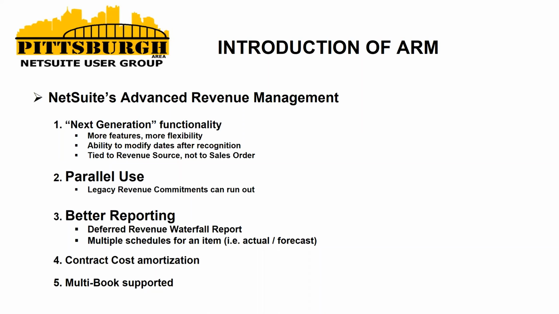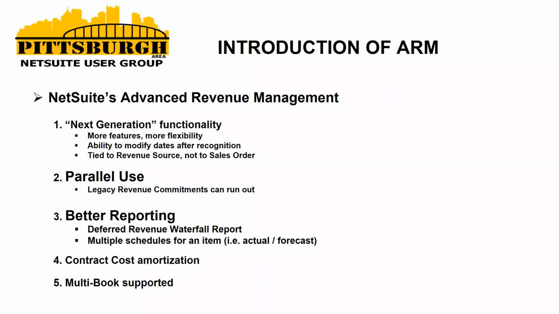One of the things we talked about for our implementation was, what do we do with the legacy revenue commitments? And what we ended up doing is we let them run out. We could either change everything into ARM, but NetSuite also kept that feature. Now they're not going to support it any longer, but we were able to bleed them out, and we're continuing to bleed out those revenue commitments on our orders.